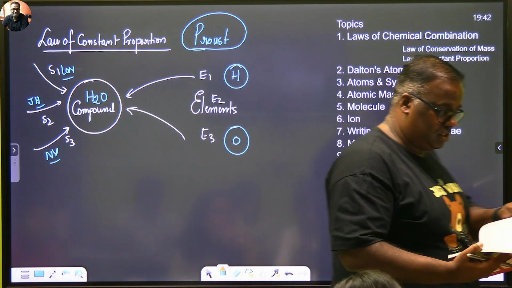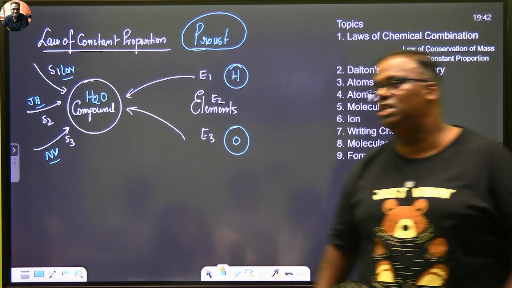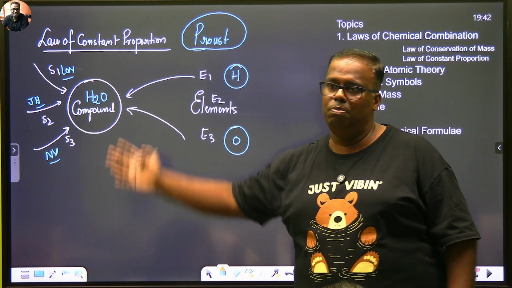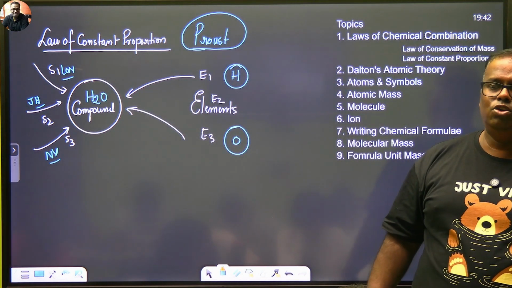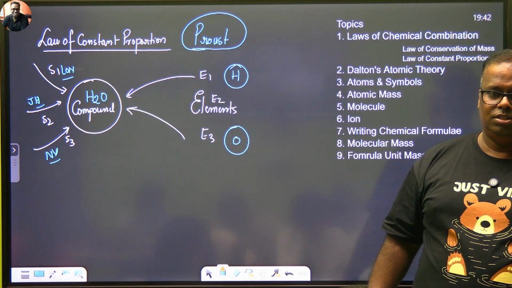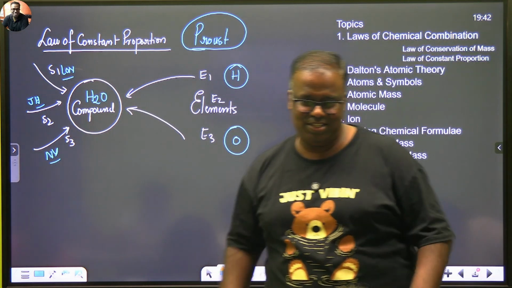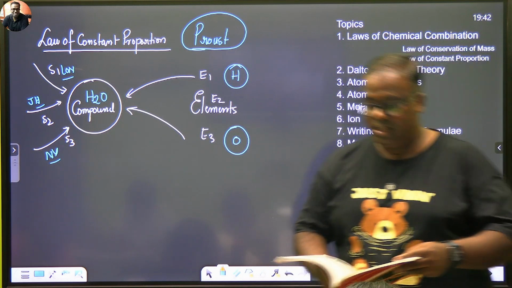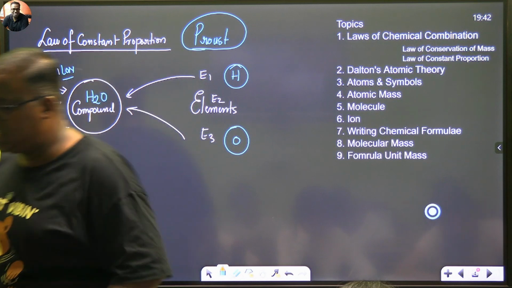So let us write what is the law of constant proportion. The law of constant proportion says a chemical compound always consists of the same elements. A chemical compound always consists of the same elements. In your mind, what should it go? The French fries are always made up of the same elements, chemically combined together. Why are we using the word chemically combined?